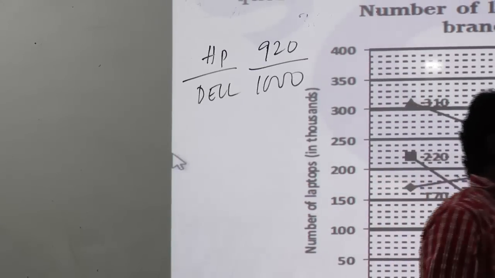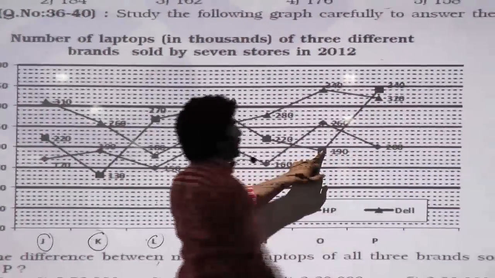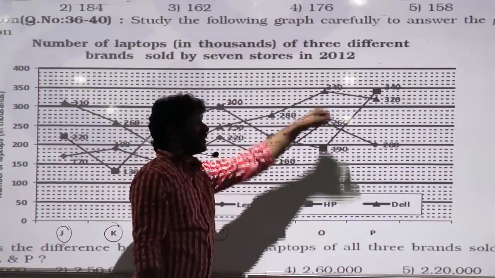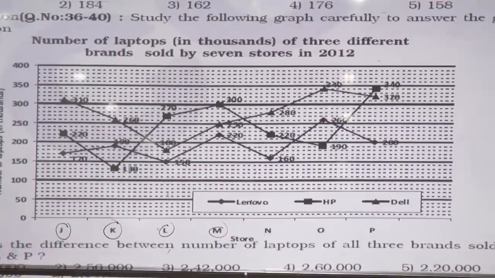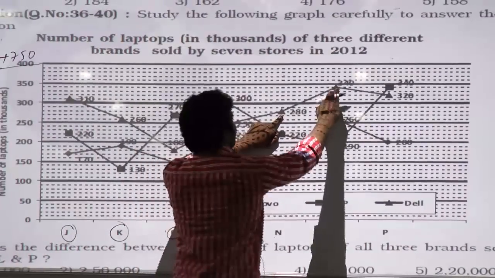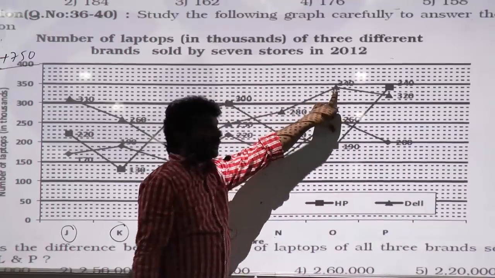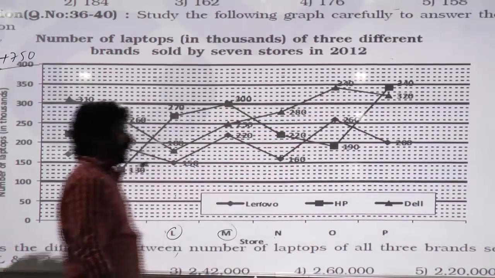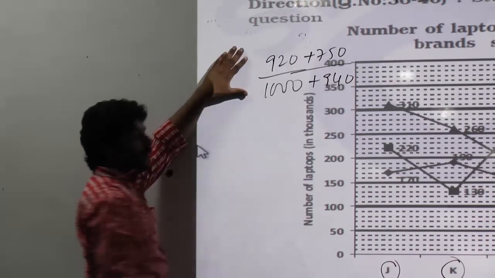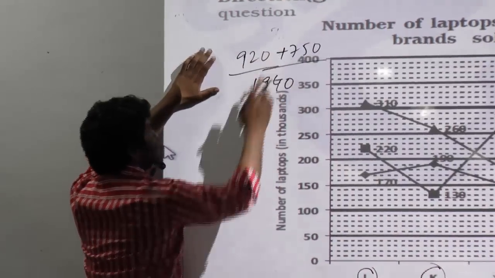HP square 220, 190, 410, 410 plus 340, 750. So to this number let me add 750. I'll do that later. Wait. And then Dell triangle for the last 3, 280, 340, 620, 620, 320, 940. So this is 940. Now total, this is denominator 1940 and this is 1670.